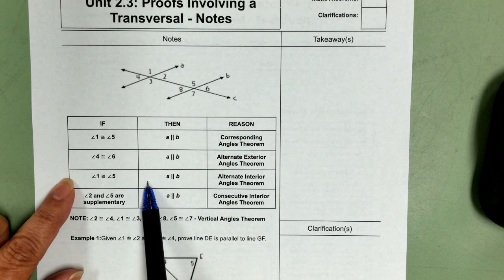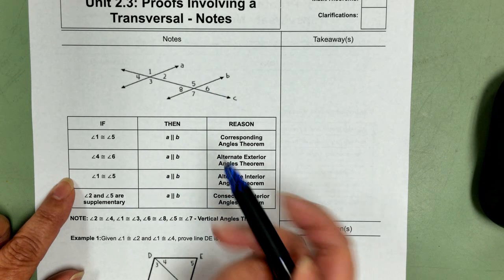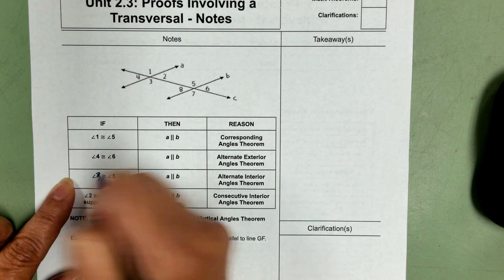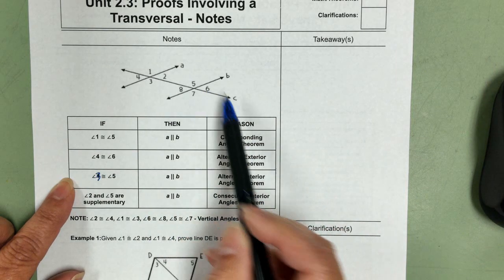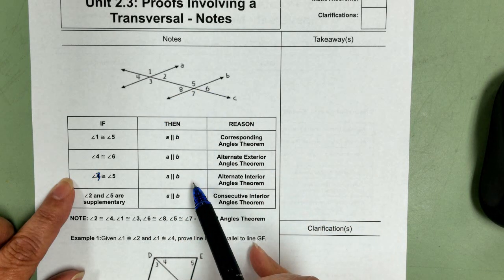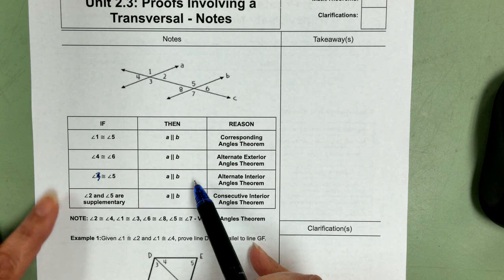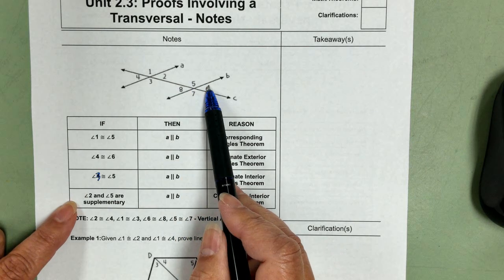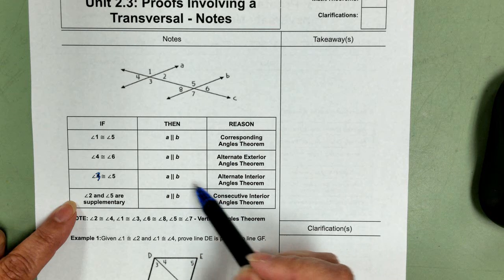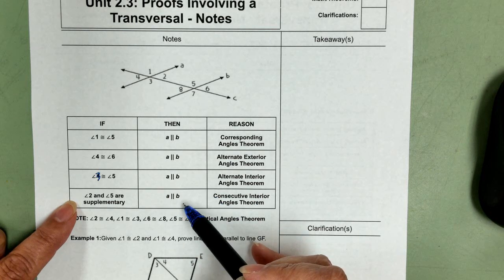Alternate interior, this should be 3 and not 5. 3 and 5 are alternate interior angles. If they are congruent, then my lines are parallel. And then if I know 2 and 5 are supplementary, then that also tells me that my lines are parallel.